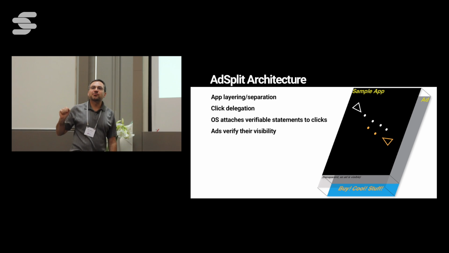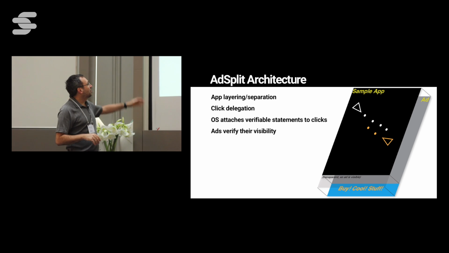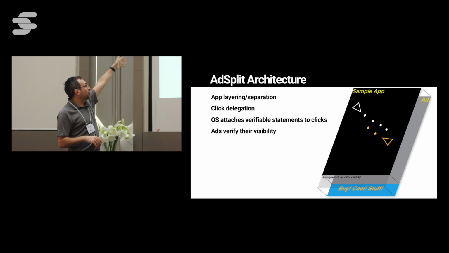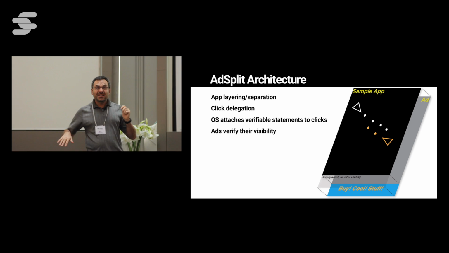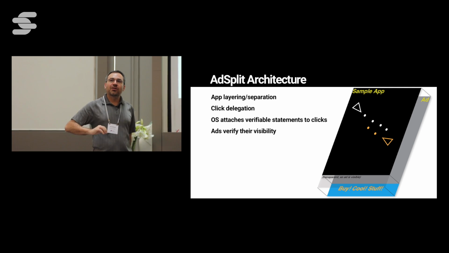We had to solve a bunch of problems I'm going to tell you about. We had to deal with the layering and separation. We had to deal with passing the clicks around. We had to do some OS verifiable statements, which I'll talk about. And we wanted to build a world where the app doesn't trust the ad, and the ad doesn't trust the app, yet they can mutually work together. This was our engineering goal.